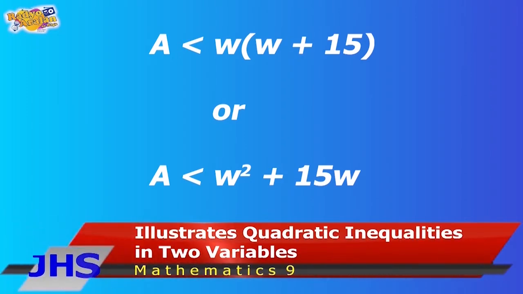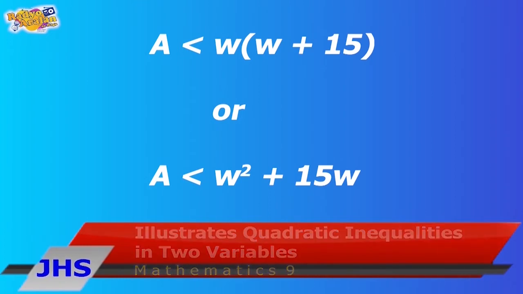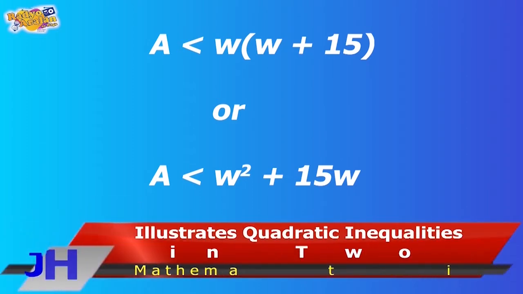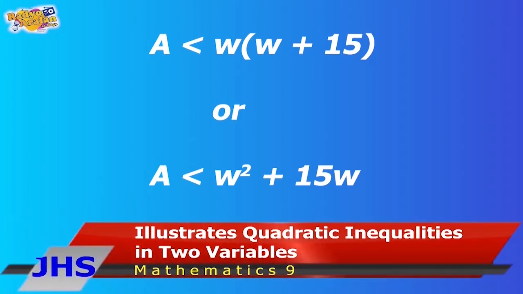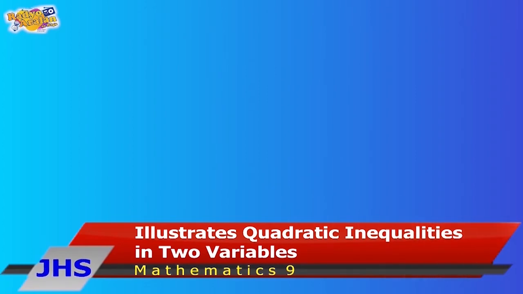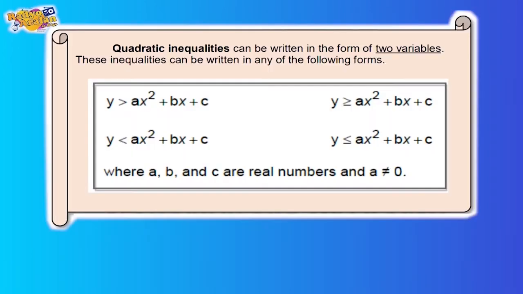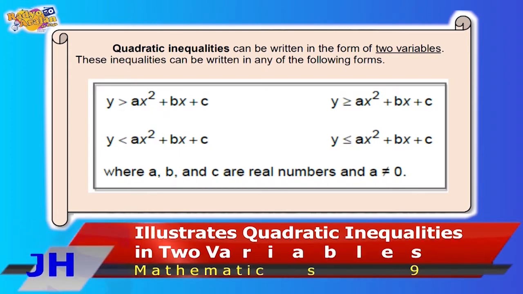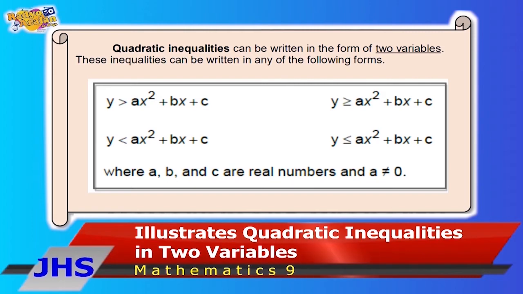What will be the possible area of the new playground? How many possible areas of the new playground can be true to the quadratic inequality given? You can try to solve this in your free time. Let's now explore the world of quadratic inequalities in two variables. Turn your module to page 4.